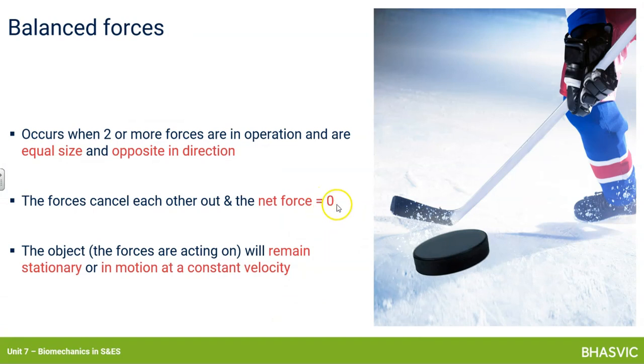So just to summarize, balanced forces is when two or more forces are in operation and they are equal size and in the opposite direction. The net force will be 0 newtons. I should have added the N on there, 0 newtons. And if we have a net force of 0 newtons, the object will not change motion, whether it's still or whether it is already moving, in which case it will keep a constant velocity.